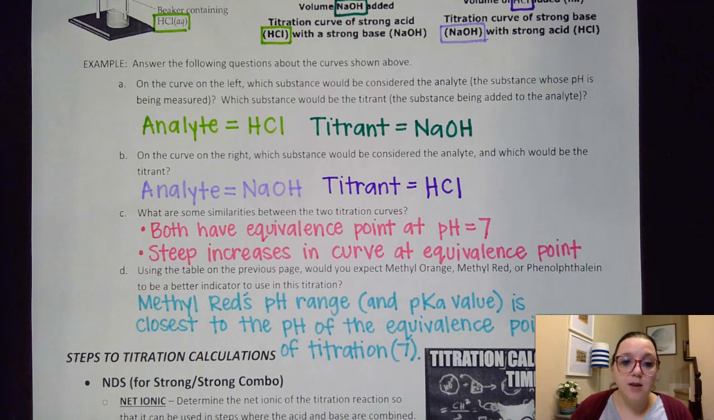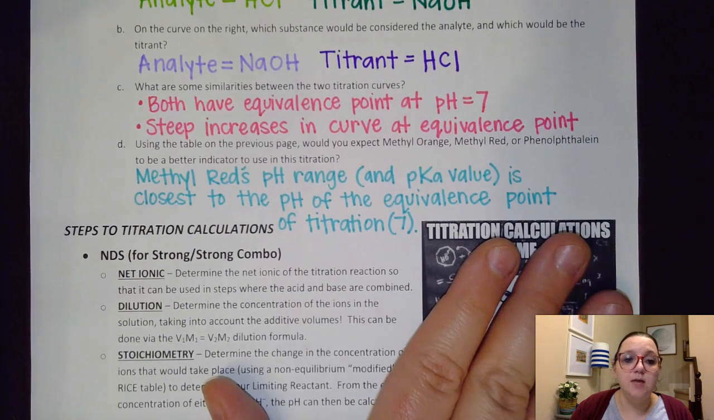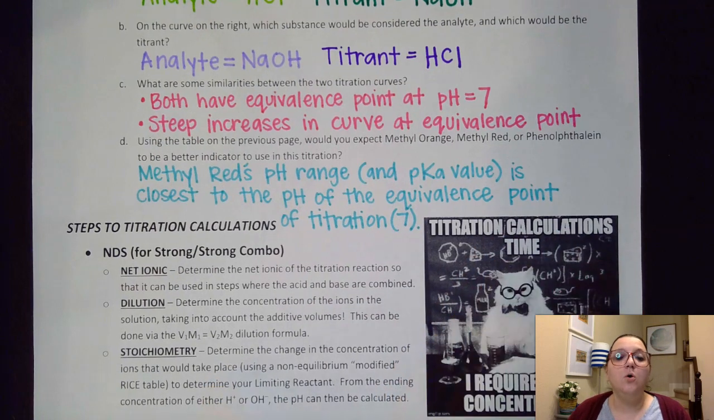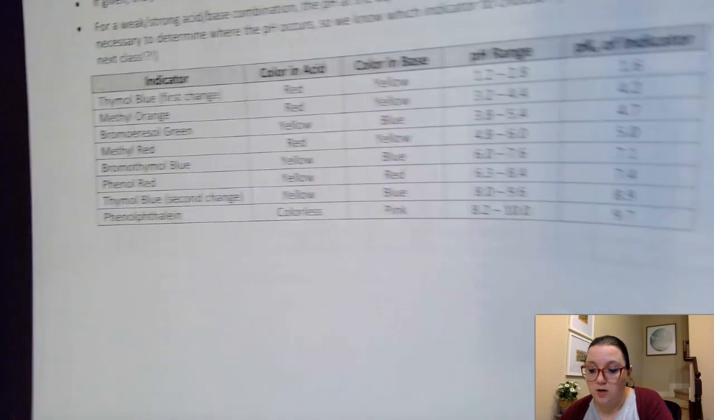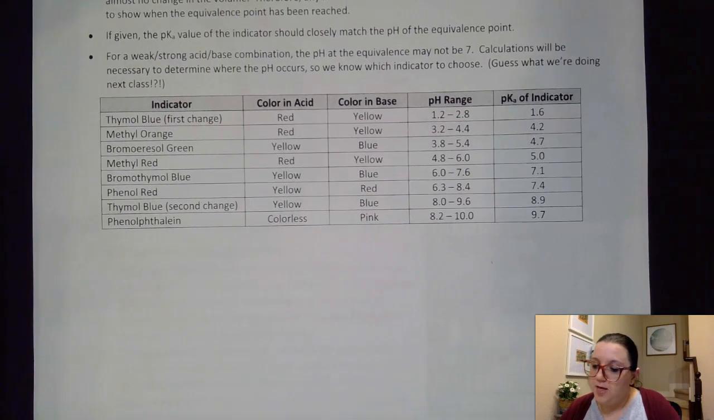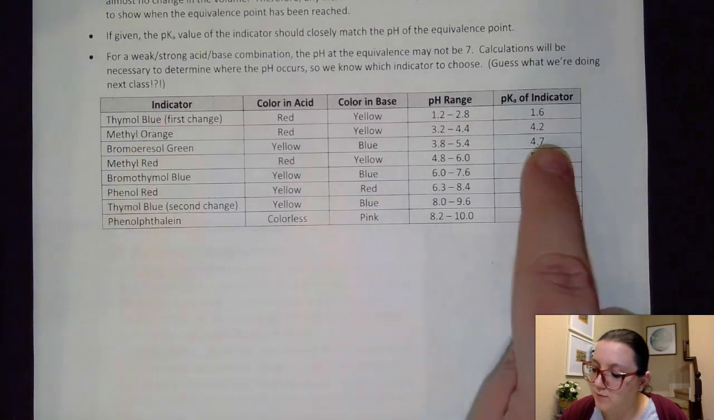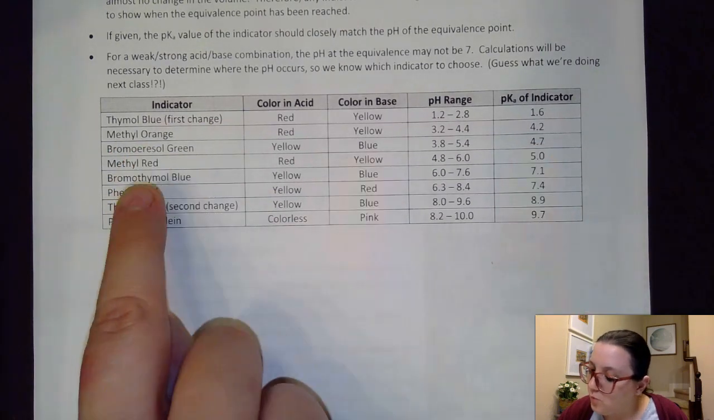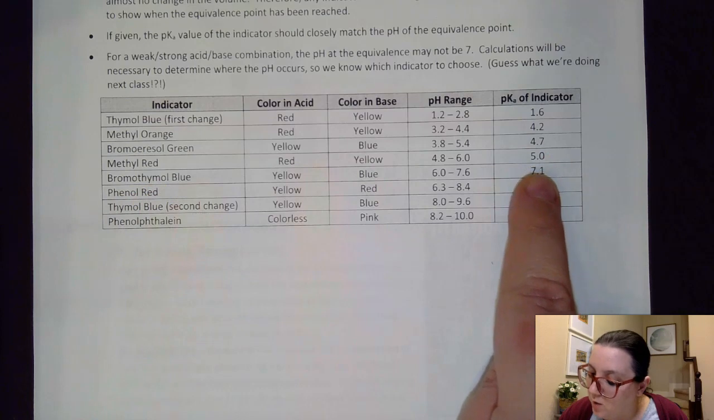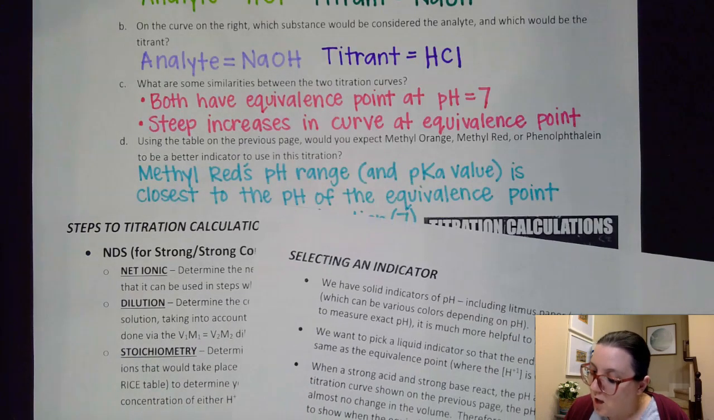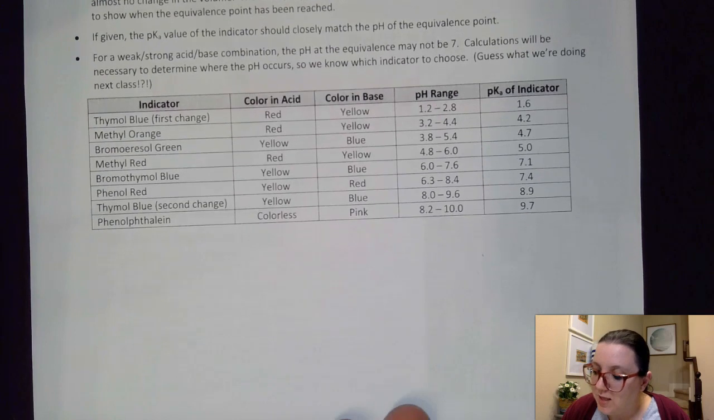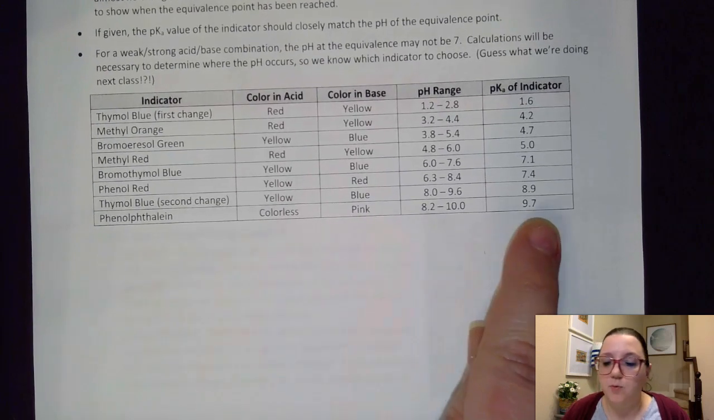So again, these are some common traits that you would see in a strong acid, strong base combination. Now on the next one, it says, using the table on the previous page, would you expect methyl orange, methyl red, or phenolphthalein to be a better indicator to use in this titration? And so what I would do is I would go find those three indicators on here. Okay, methyl orange I see is going to change color around 4.2. Methyl red is 5.0. And then, what was the last one here? Oh, phenolphthalein. Phenolphthalein does so at about 9.7.